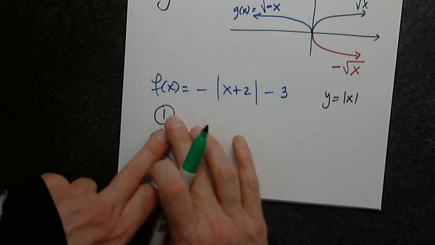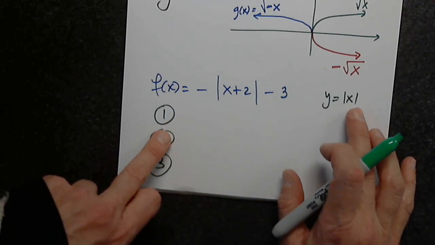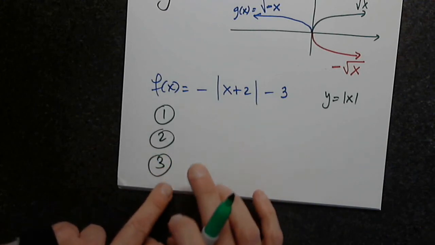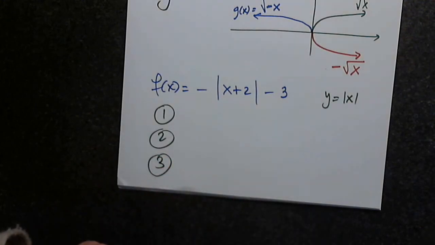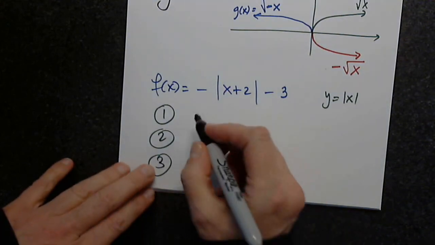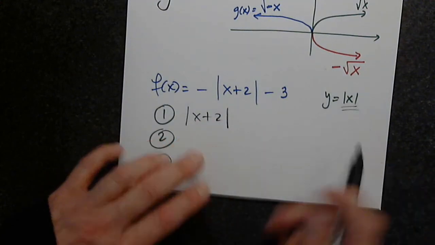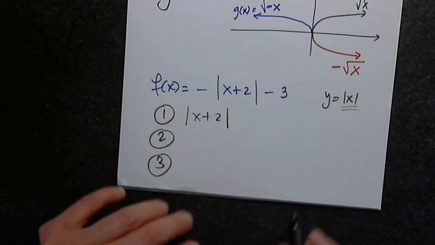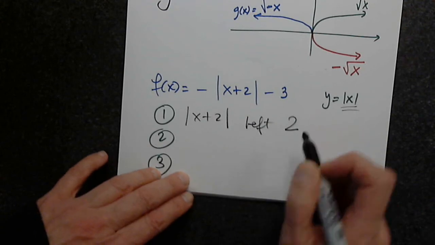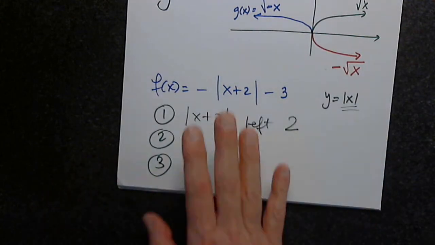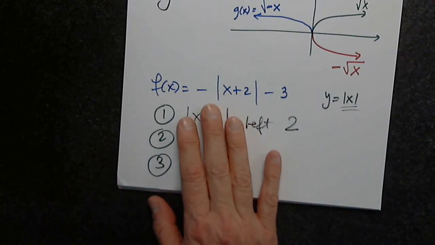Only the first transformation is on the base function. The second one is on the first. The third one is on the second. In order of operations, which one is the first? X plus 2. Very good. The absolute value of x plus 2. What does this do to this graph? Left 2. Excellent. The next in line would be what?